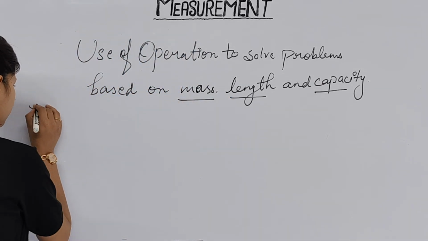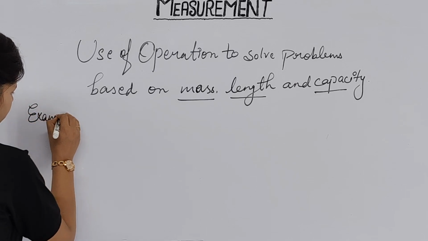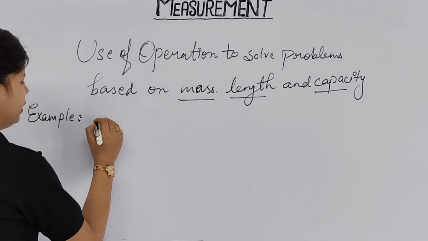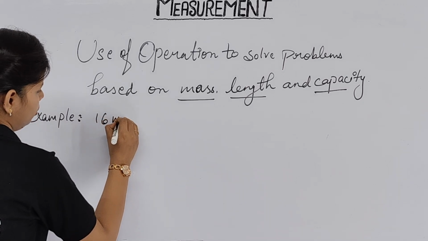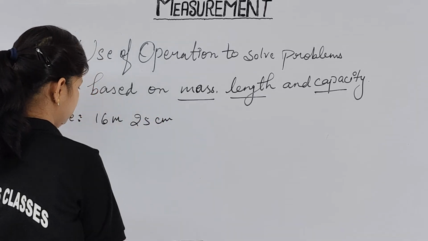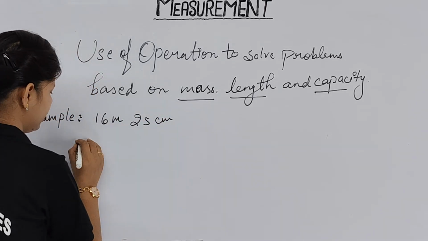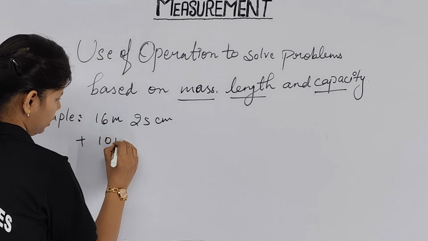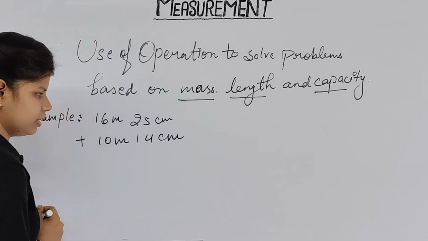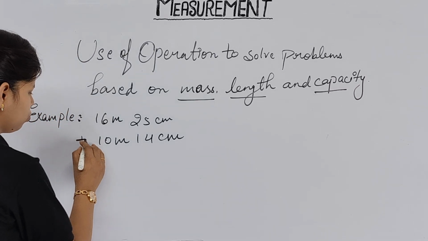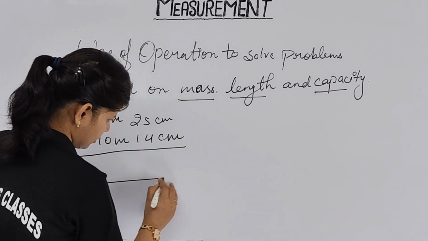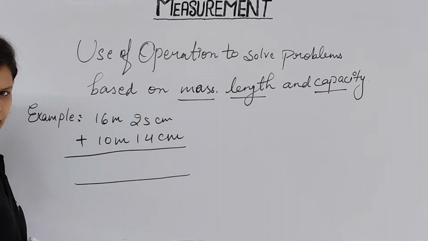Now, for example, I will take 2 examples for this. Like if I take 16 meter 25 centimeter is added with 10 meter and 14 centimeter. This is just simple addition I am using to make you understand. One way you can write like this and directly find the sum.